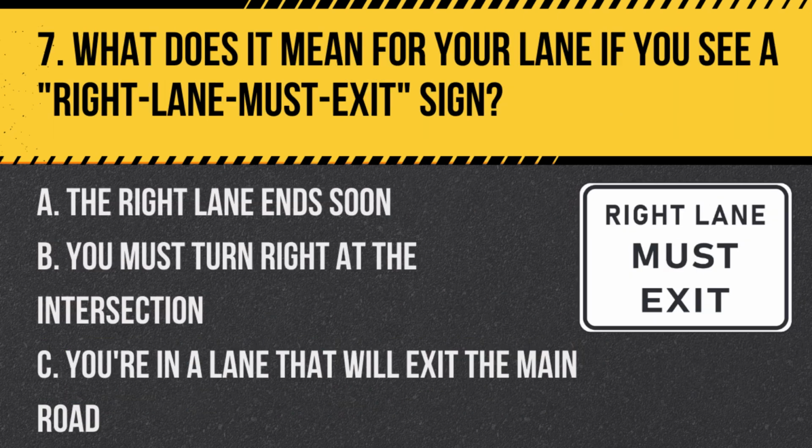Question 7. What does it mean for your lane if you see a right lane must exit sign? A. The right lane ends soon. B. You must turn right at the intersection. C. You're in a lane that will exit the main road. Answer. C. You're in a lane that will exit the main road. This sign indicates that the right lane is for exiting traffic.